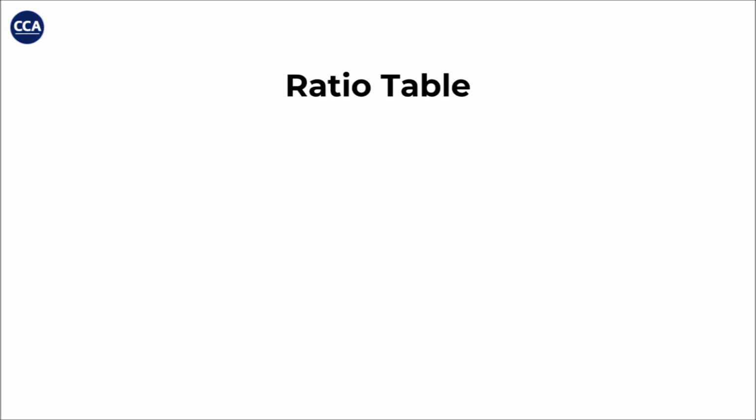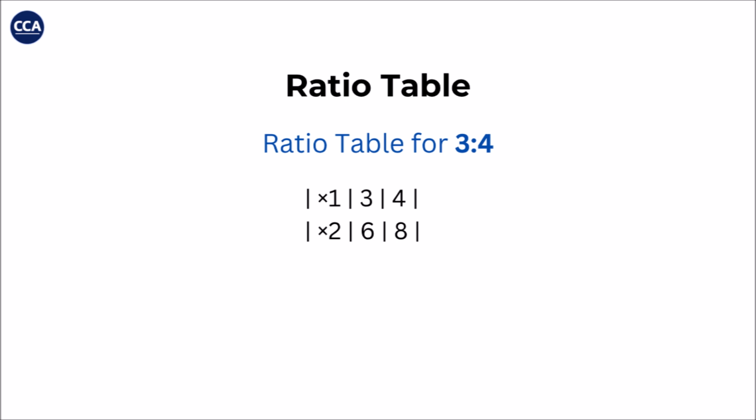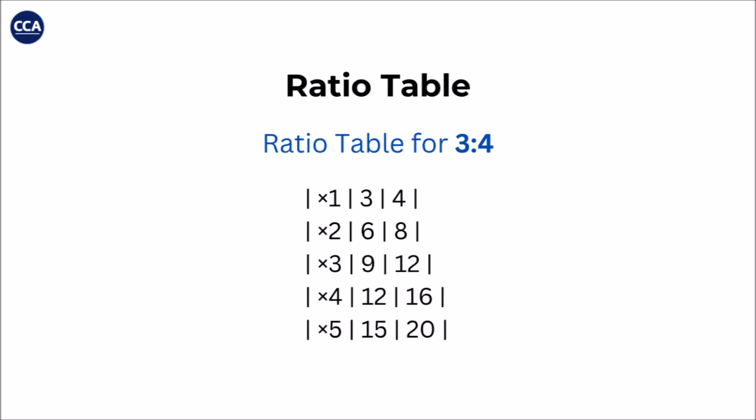One of the most useful tools for working with equivalent ratios is a ratio table. A ratio table shows multiple equivalent ratios organized in columns, making it easy to scale up or down quickly. Let's build one for the ratio 3:4. Multiply by 1, 3:4. Multiply by 2, 6:8. Multiply by 3, 9:12. Multiply by 4, 12:16. Multiply by 5, 15:20. Every row is equivalent to 3:4. Ratio tables are extremely useful for solving word problems quickly because you can scan across and find the value you need without calculating from scratch each time.